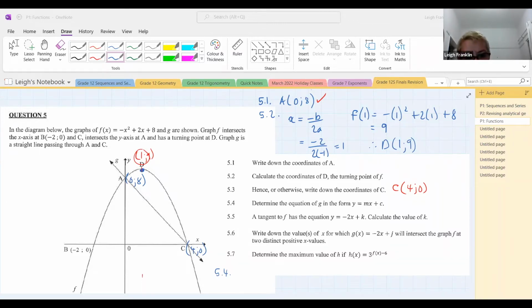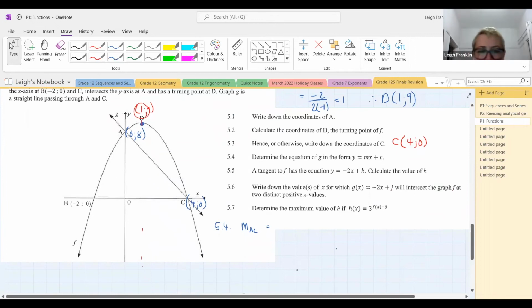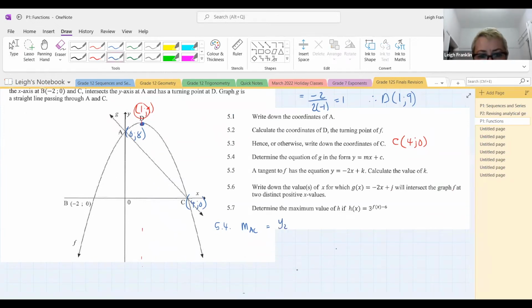So we need the gradient of line AC, the change in y over the change in x. So y2 minus y1 over x2 minus x1. That gives us 0 minus 8 over 4 minus 0. So this gives us a gradient of -2. Now we're going to sub that into y equals mx plus c. So y equals -2x plus c.